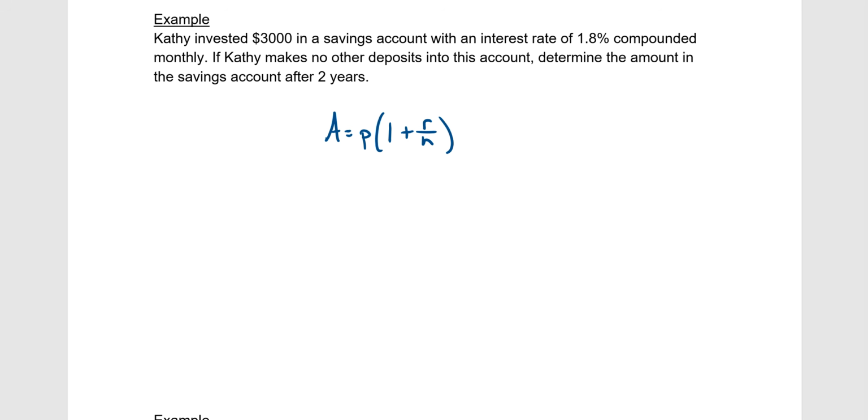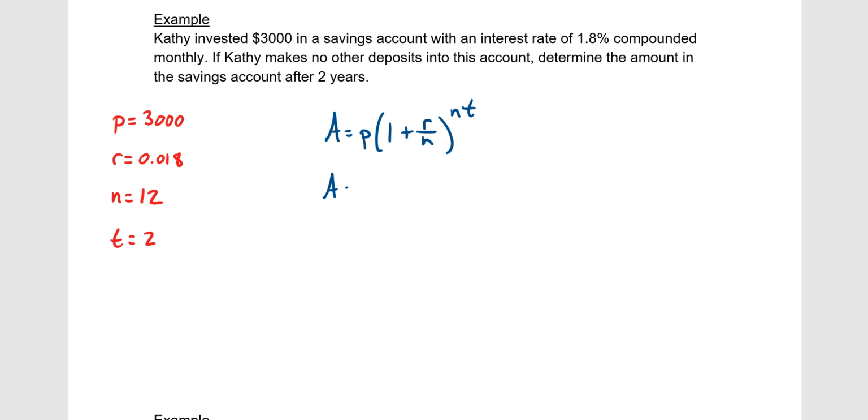And let's write down our givens on the side here. The P is the 3,000, the amount invested, and the R is the interest rate, which is 1.8%. As a decimal, that's 0.018, and the N, the number of compounding periods, that's monthly, so that's going to be 12 times per year, so N is 12. And lastly, we have T. Our T value is 2 years.